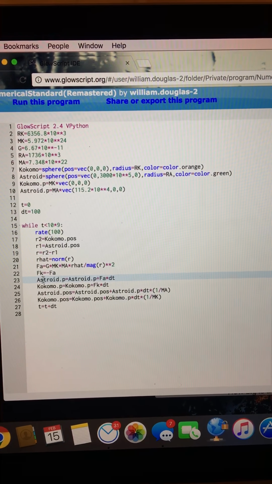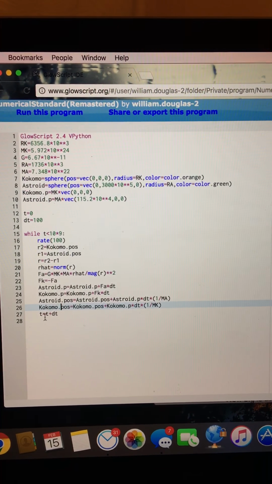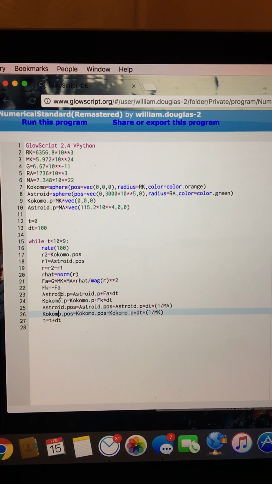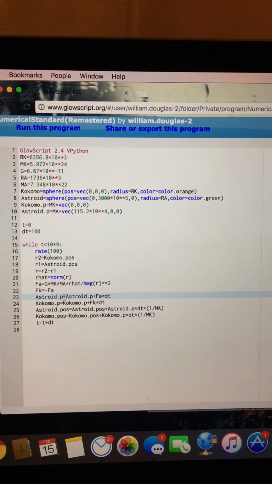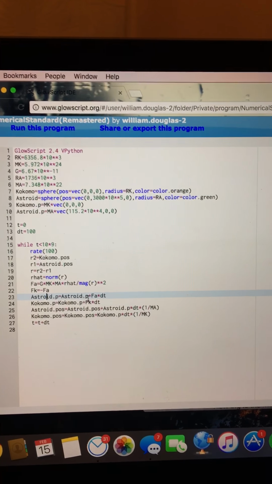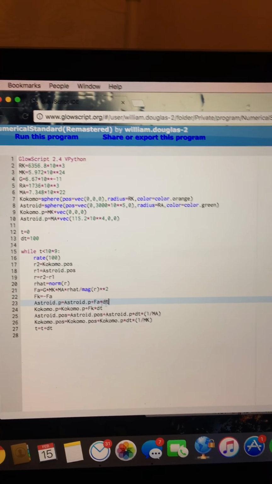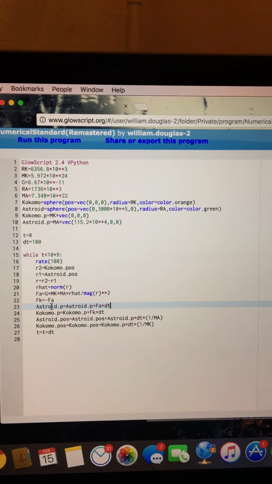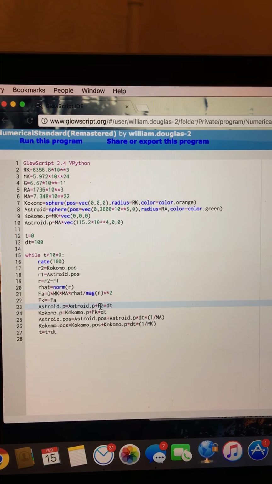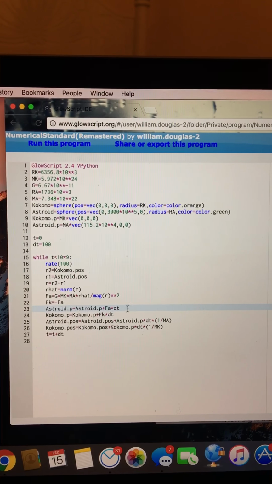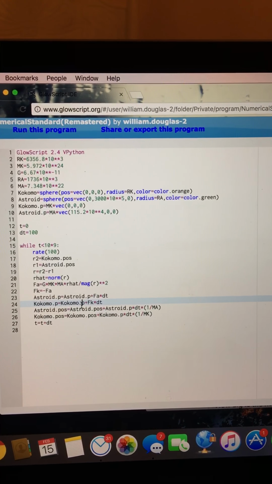And so I have my asteroid's momentum being updated in the loop, as well as my asteroid's position. And I had the same thing for my planet, Kokomo. The asteroid's momentum is going to equal the asteroid's initial momentum plus the force of gravity affecting it over a change of time. This is the basic momentum principle formula. We have our final momentum equal to our initial momentum plus the net force of gravity times the change in time. So that's that. Same thing below for Kokomo.